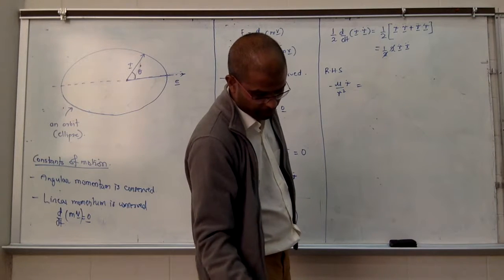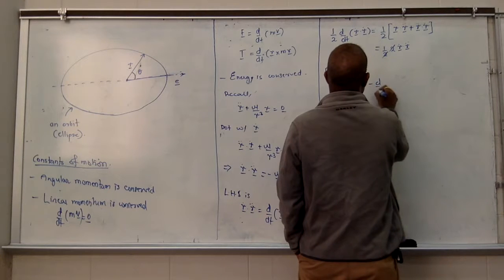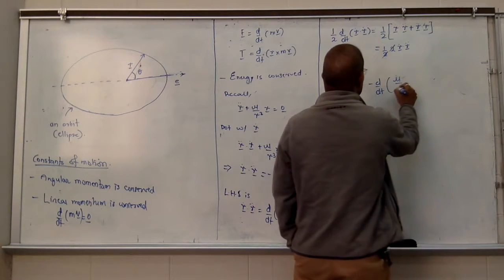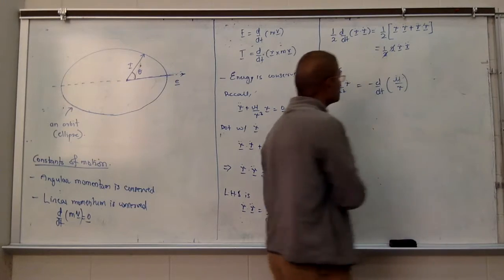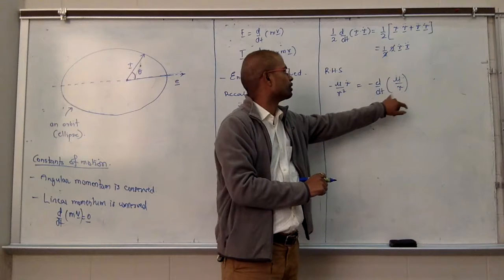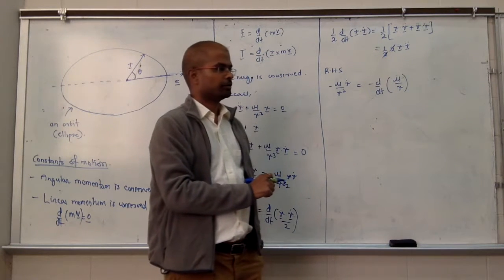So this can be written as minus d over dt of mu over r. Okay. Now do this for yourself. See if you can take the derivative of this and get k. Quotient.